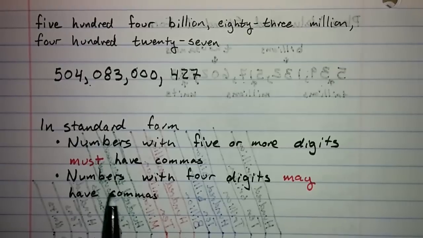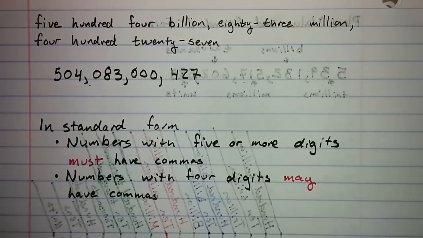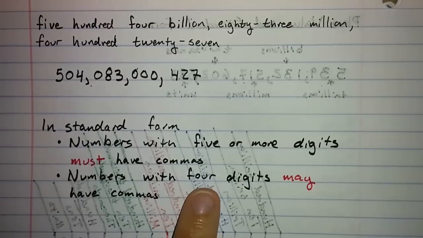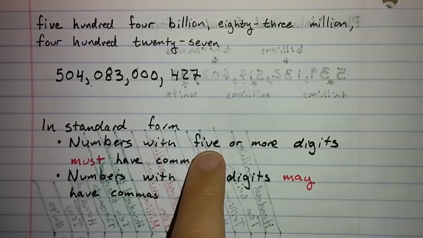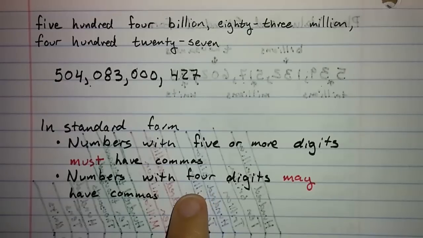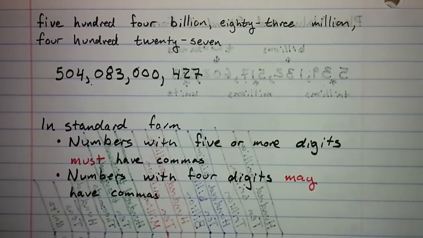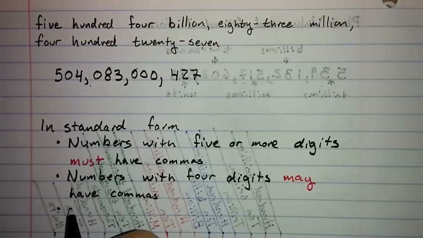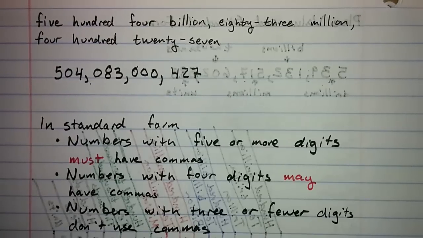Numbers with 4 digits may have commas. If you just go to the thousands place, the commas aren't strictly required. I like to put in commas in 4-digit numbers if they're around 5 or 6-digit numbers. If the 4-digit numbers are only around 2 and 3-digit numbers, I tend to leave the commas out. And of course, numbers with 3 or fewer digits have no use for commas.